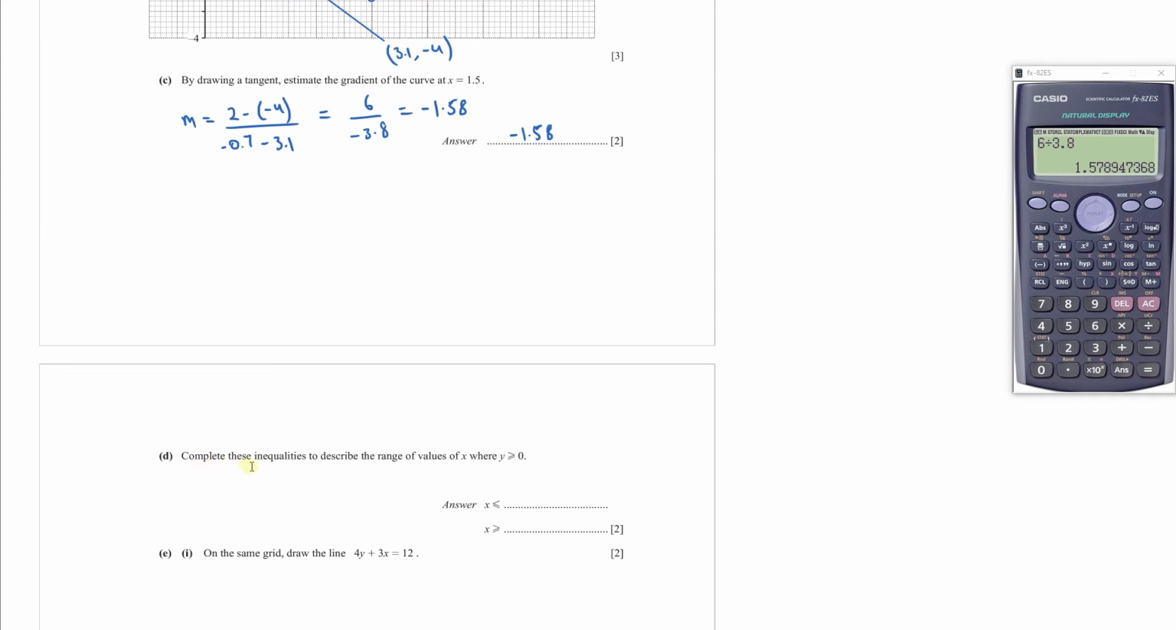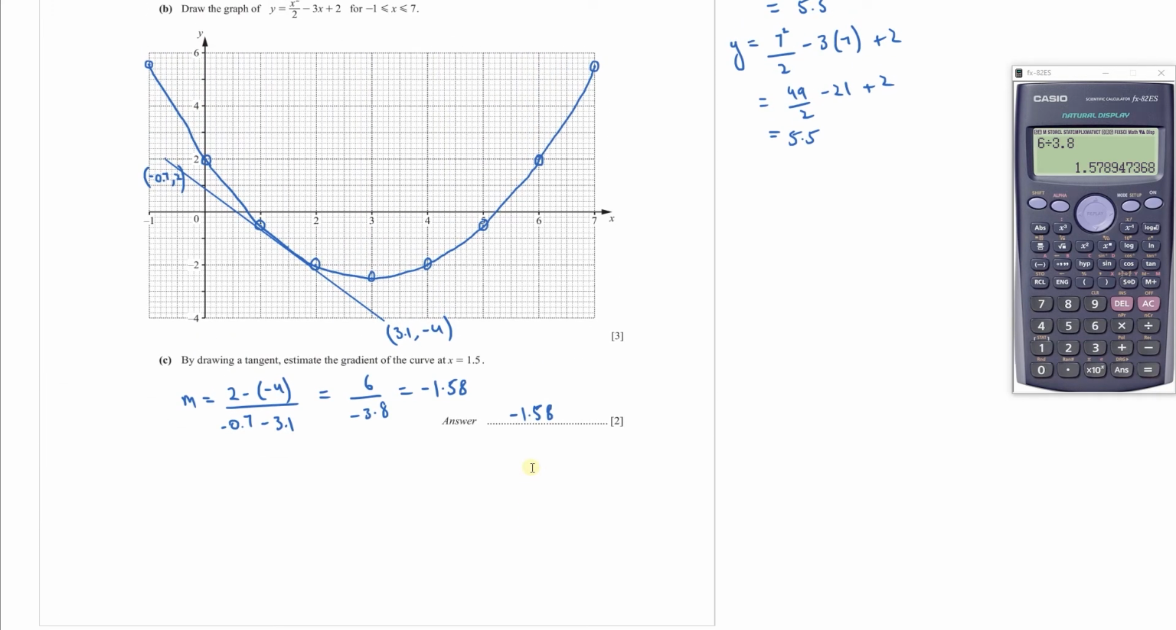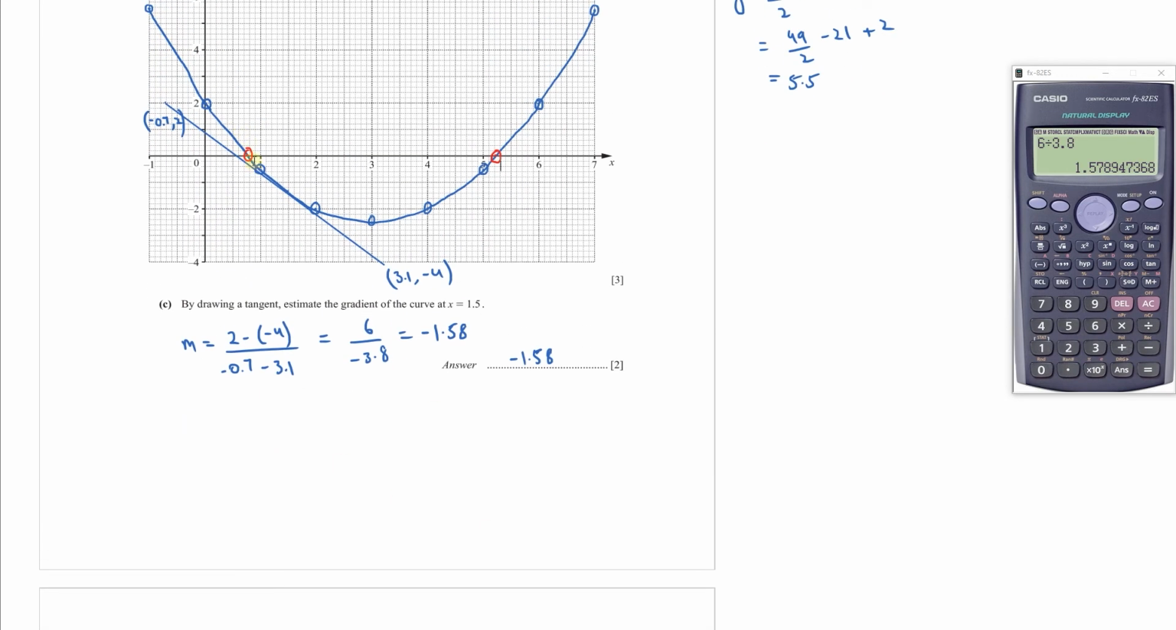The next part is complete these inequalities to describe the range of values of x where y is greater than or equal to 0. So on this curve, y is greater than 0 here up till this value, where the y values after this go negative, and then they again become positive or greater than 0 at this point. So you're looking for this x value and this x value. All x values less than or equal to this, the y value is greater than or equal to 0. So y is 0 at this point.